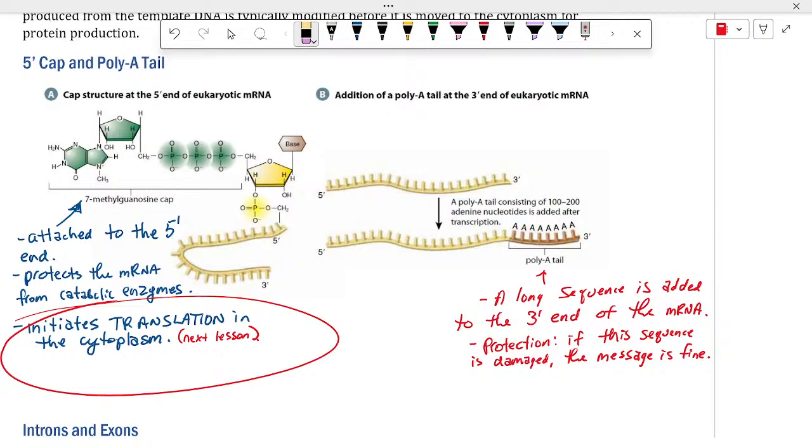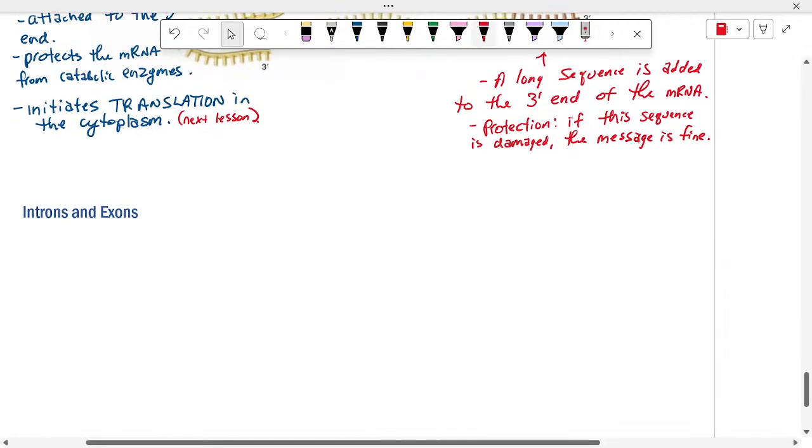Amazing. Now there is one more thing, because there's always one more thing. Introns and exons. What the hell does that mean?